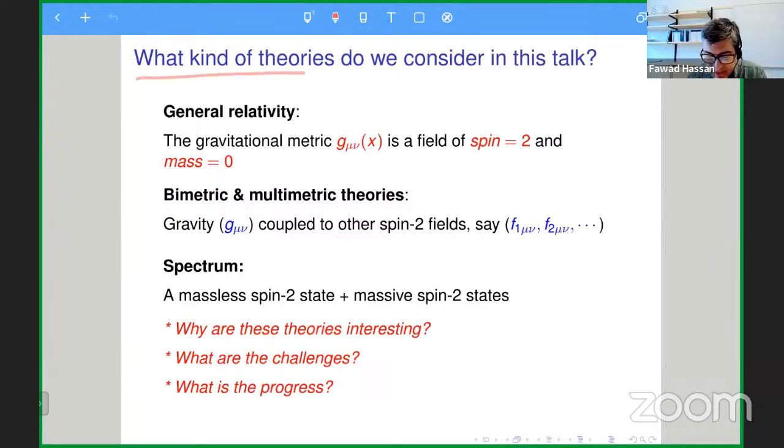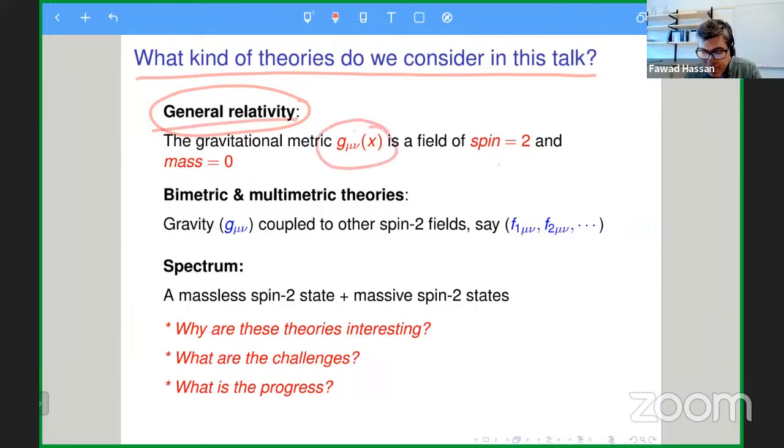What kind of theories do we consider in this talk? First of all, we all know about general relativity. I start very basic, so apologies to those who already know the subject. We start from general relativity, and we know that this is a theory of a gravitational metric g mu nu, which is a field of spin 2 and mass equal to 0. That is basically general relativity.